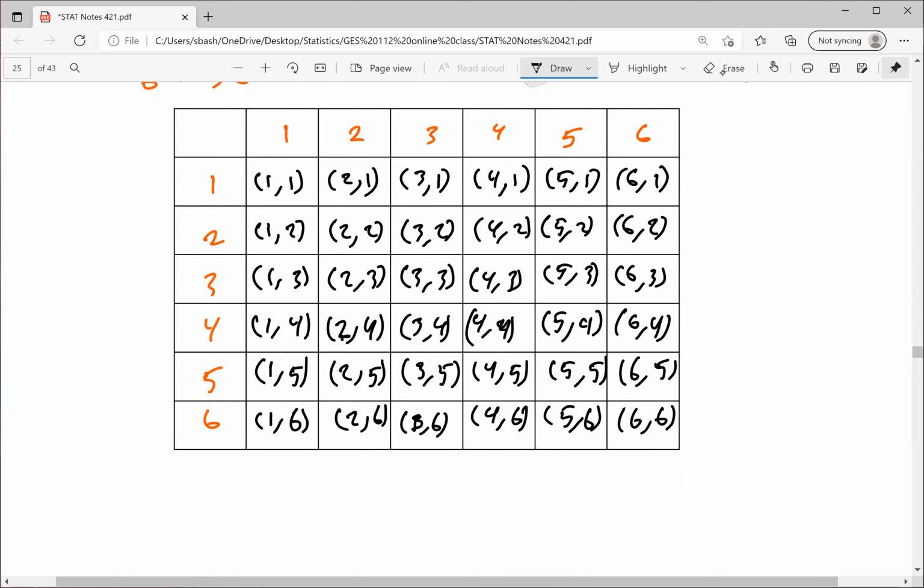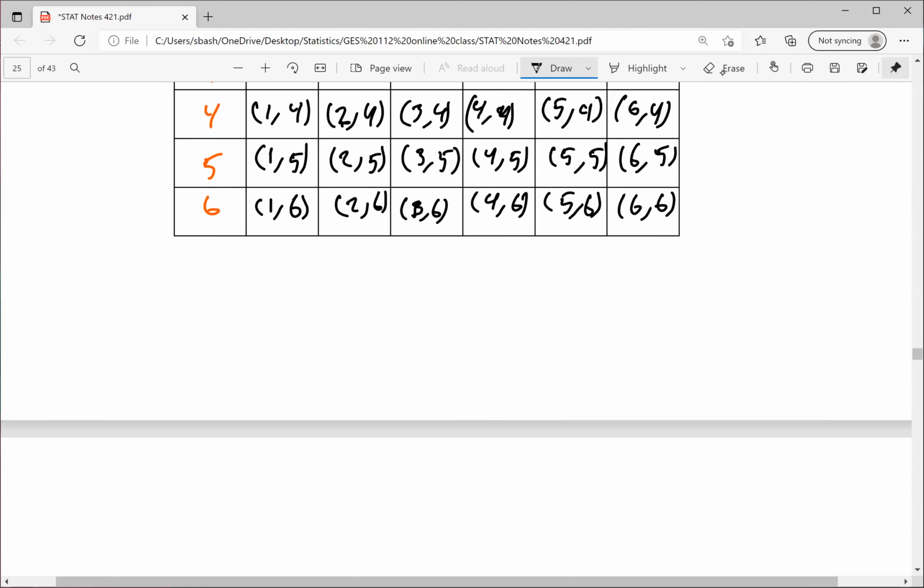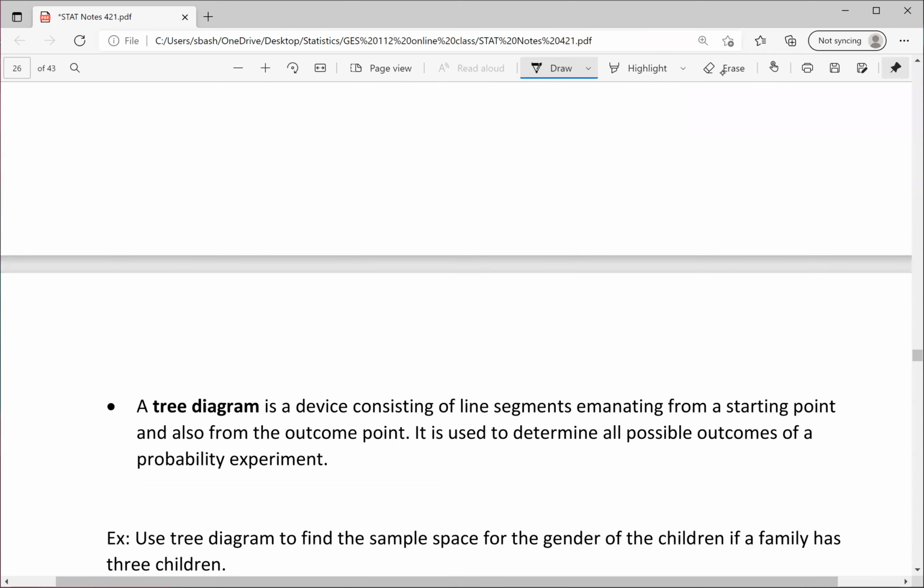This set is the sample space for rolling 2 dice. You can see we have 36 outcomes, giving the order of the first die and the second one. So this is the sample space for rolling 2 dice.